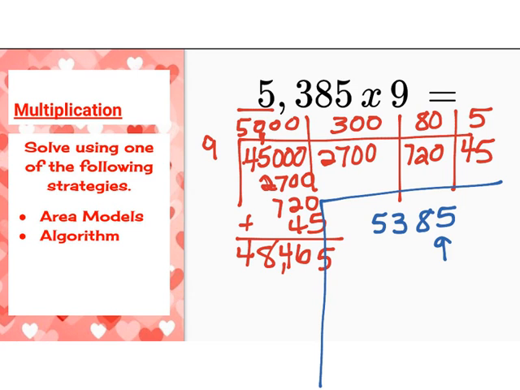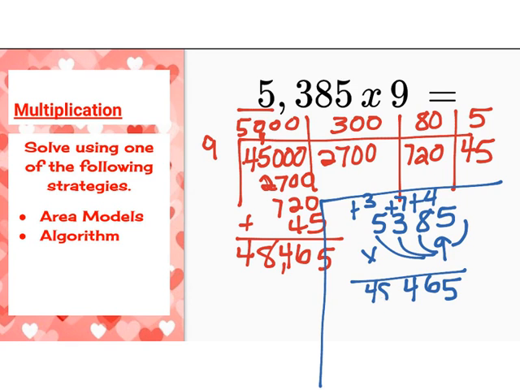5,385 times 9. 9 times 5 is 45. Carry your 4. Remember, we're going to add that. 9 times 8 is 72, plus 4 is 76. Carry my 7. 9 times 3 is 27, plus 7 is 34. Carry my 3. 5 times 9 is 45, plus that 3 is 48. 48,465. So it doesn't matter which way I choose to solve it, I get the same product. And if you know how to do both, I would solve them both to make sure you get it right.